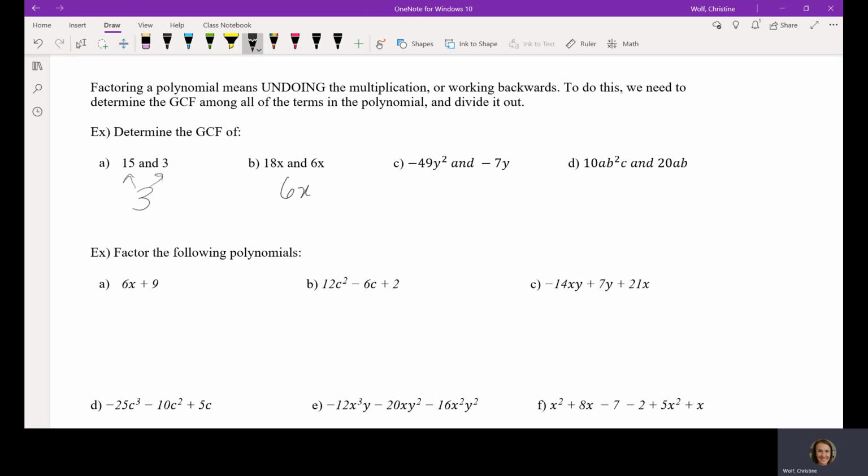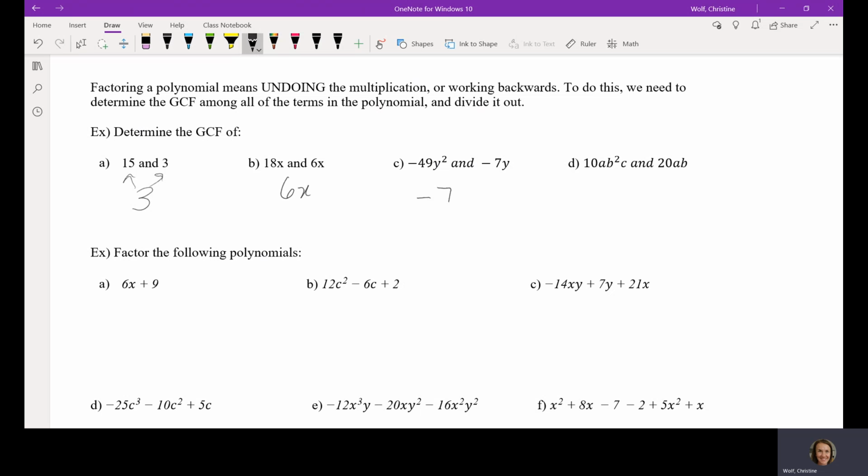-49y squared and -7. Whenever both terms have a negative, that's common, so we can take it out. So we're looking for anything that's common. Okay, looking at 49 and 7, what can I divide both of those by? Well, 49 can only be divided by 7 or itself, 49. Now we can't divide the other 7 by 49. So the only number I could divide into both of those is 7.